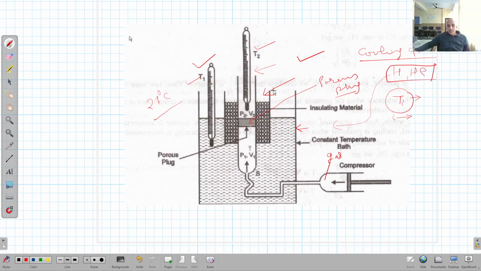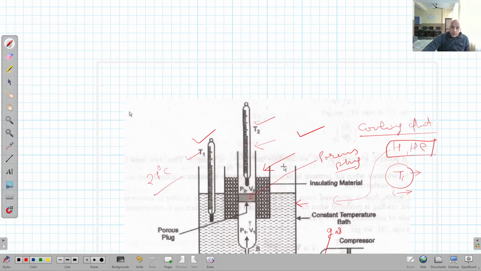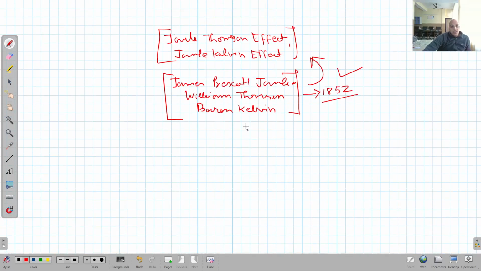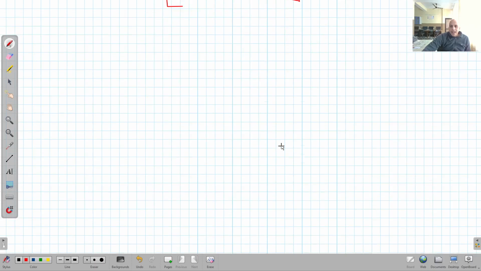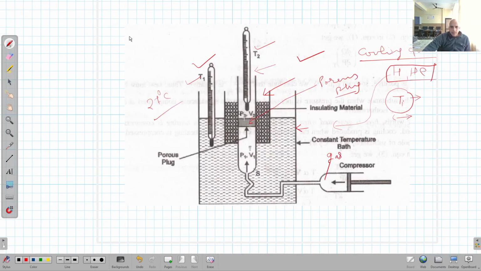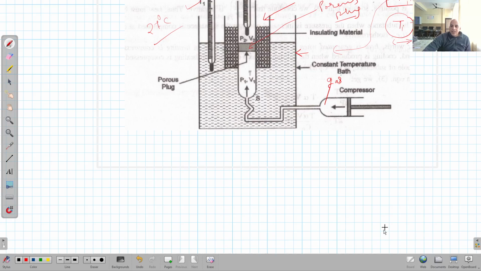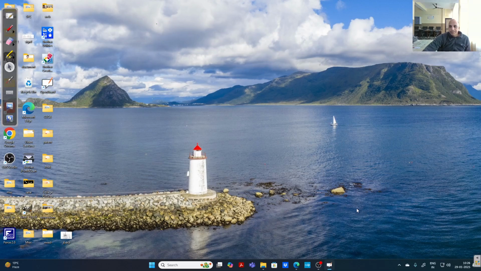Now we will do the mathematical thermodynamic treatment of the Joule-Thomson effect, right? I told you that this effect was first studied by James Prescott Joule and William Thomson, Baron Kelvin, around 1850, and after performing a series of experiments, they arrived at this result, that is known as the Joule-Thomson effect or Joule-Kelvin effect, right? This was the simple experimental setup that was used for understanding this. And now we are going for the thermodynamic, mathematical treatment of this effect, right?